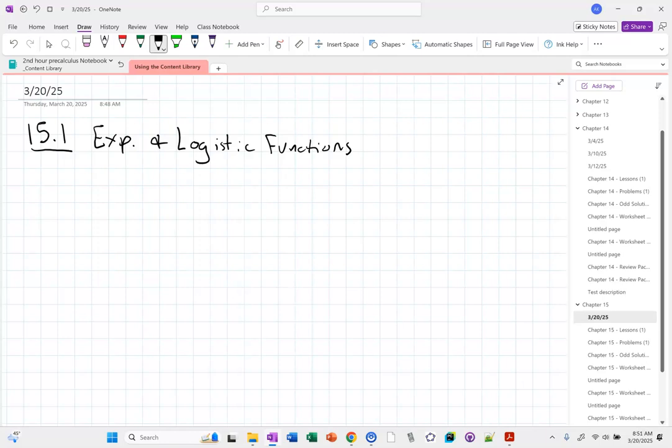where I didn't do everything in as much detail as maybe I would if it was your first time seeing something. So here we're going to go slow, okay? We're going to make sure we do a good job. So we're going to start by talking about exponential functions.